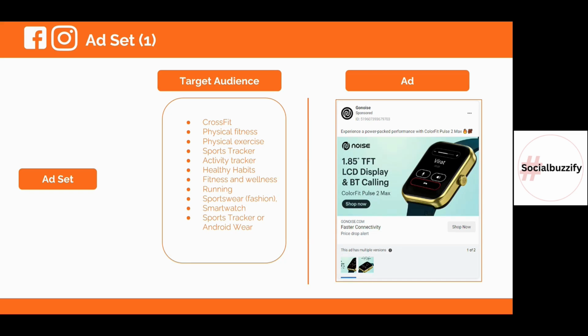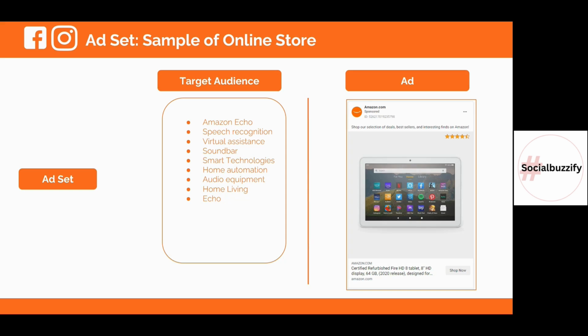On the left-hand side, you see a bunch of potential target audiences such as CrossFit, physical fitness, physical exercise, sports tracker, activity tracker. So these are the audiences who would be interested in this particular product and which could help them to keep an eye on their health as well. And if you see here, here is a different audience: Amazon Echo, virtual assistants, soundbar, smart technologies. So this kind of audience would be more interested in the product which is on the right-hand side of this slide.